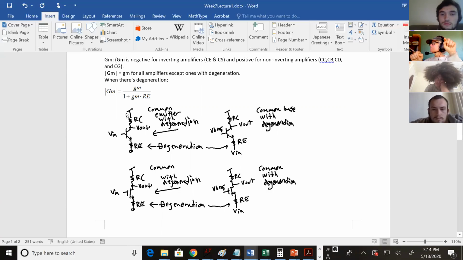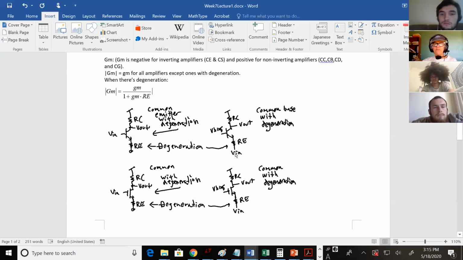For the common emitter, the input's on the base and the ground is an AC ground. When you go to the common base, the AC ground is on the base and now the input's on the emitter. So it just flips where the input and biasing is. And it's the same thing when you go to the version with degeneration. Wherever ground was, that becomes your input. And for common gate with degeneration, you have V in below the resistor. Is that okay?